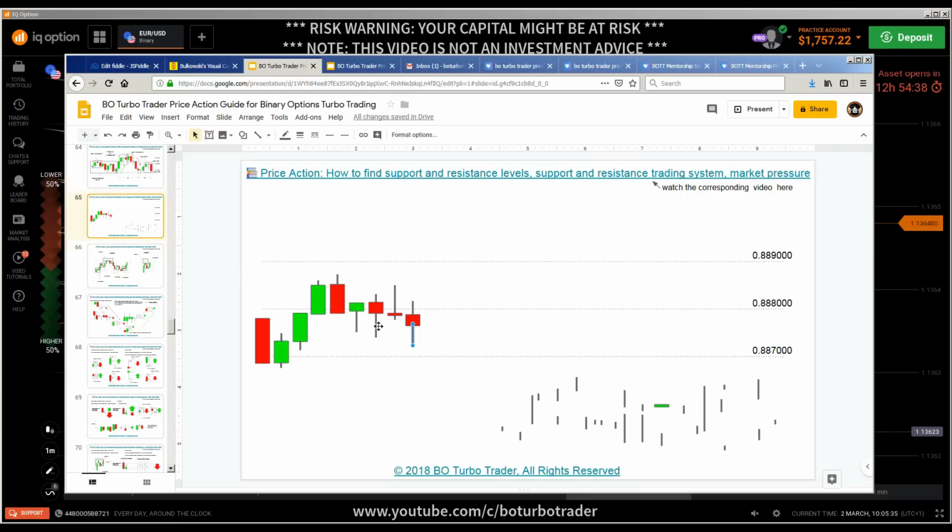Here we have selling pressure. Here we got buying pressure. Here we got selling pressure, and then we get again buying pressure. And the next candle was a bullish one. Let me show you this. So that was this one.